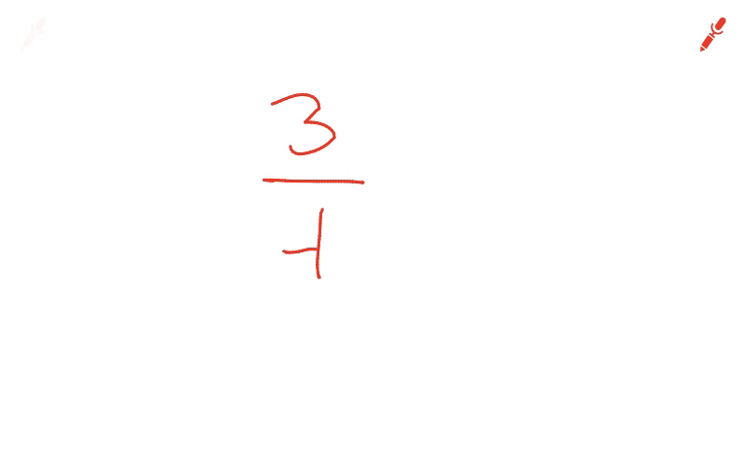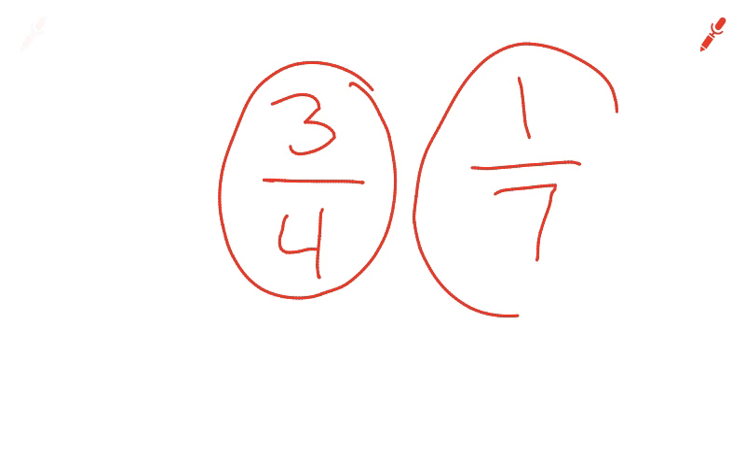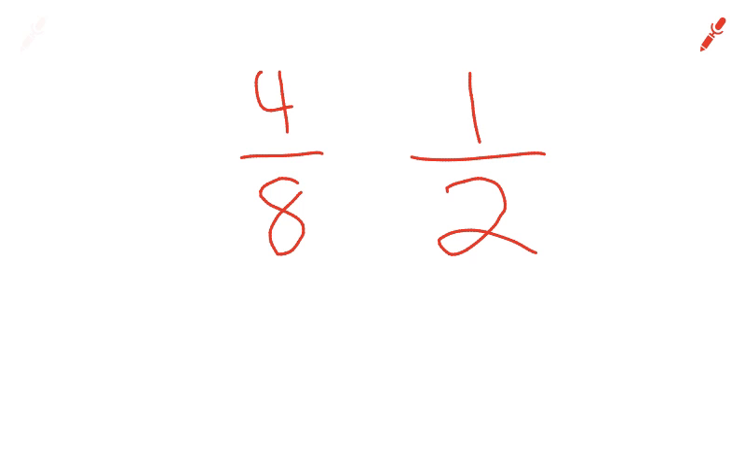3/4. Is there anything that goes into both numbers besides 1 evenly? No, there's not. So we need to circle it. 1/7. Is there anything that goes into those? No. So we need to circle that as well. 4/8. Yeah, 2 goes into both, and 4 goes into both. 4 goes into 4 1 time, 4 goes into 8 2 times. And you don't need to write this, I'm just showing you that you need to realize it can be reduced.